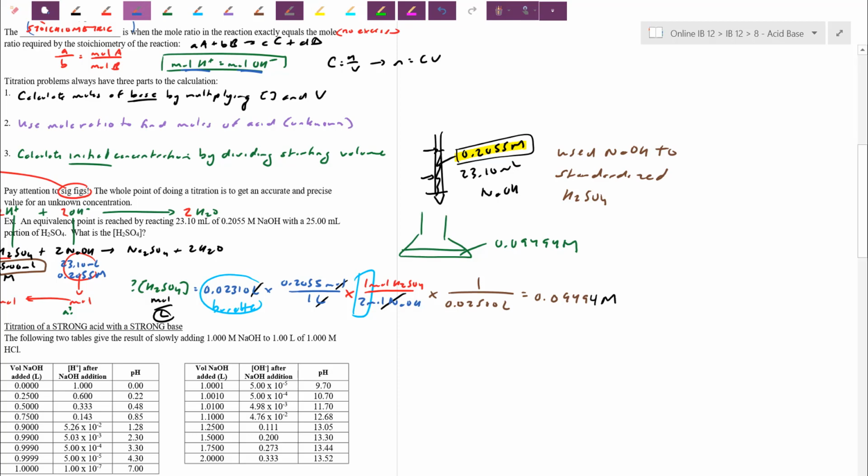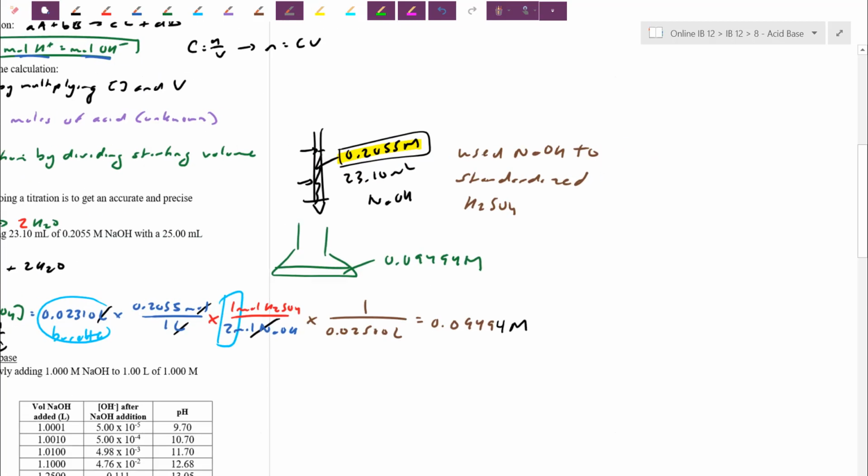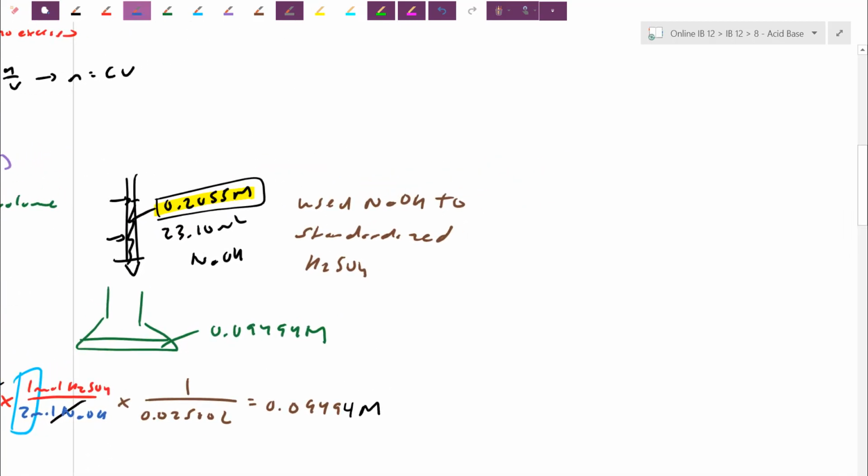NaOH turns out not to be a really good starting ingredient. NaOH actually comes to us in the form of pellets. With NaOH here, you may be able to weigh out, let's say this is on a scale, you may be able to weigh out 1 gram.